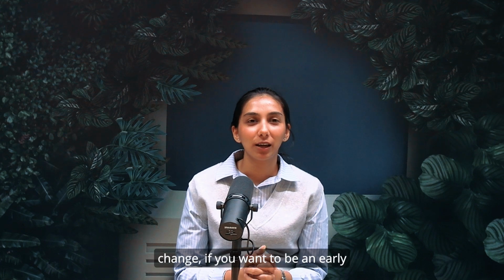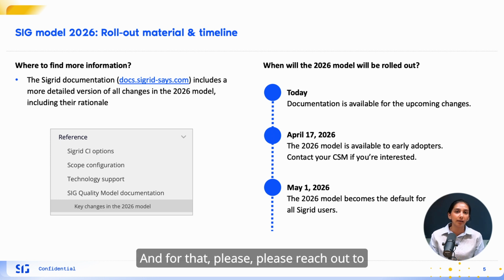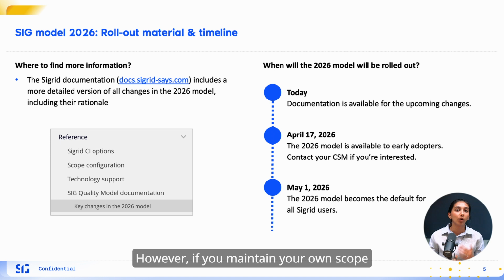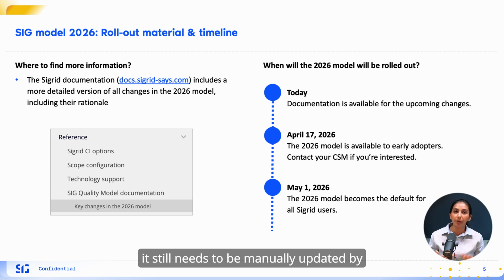In terms of when you can expect this change, if you want to be an early adopter, this is already available per 17th of April. And for that, please reach out to your respective customer success manager or reach out to our support department. From May 1st, this will be the default model for all SIG users. However, if you maintain your own scope files and you have defined a model field inside your scope file, it still needs to be manually updated by you to the new version of the model.